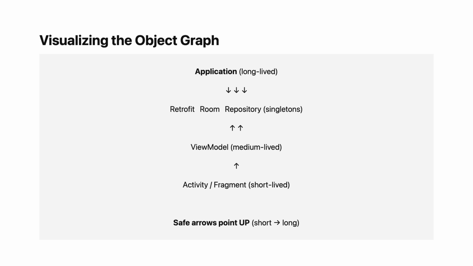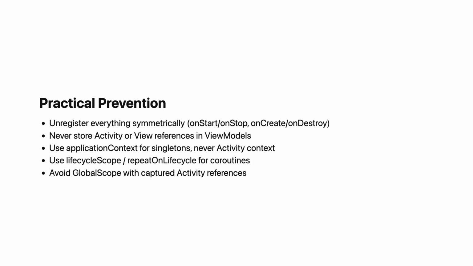The safe direction is the opposite. Short-lived objects reference long-lived objects. An activity references the application context, safe, because the application outlives the activity. A view model references a repository singleton, safe, because the singleton outlives the view model. Problems occur when the arrows go upward, when a singleton references an activity, when a repository references a view model. Always ask, which direction do my references flow?